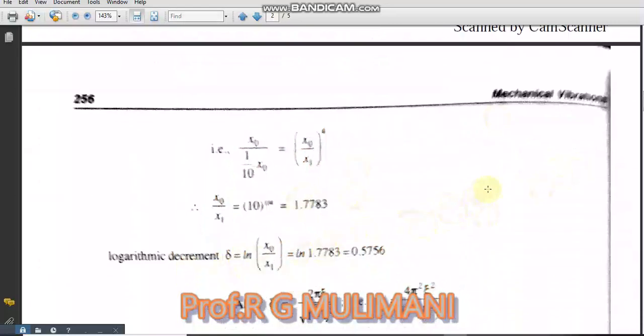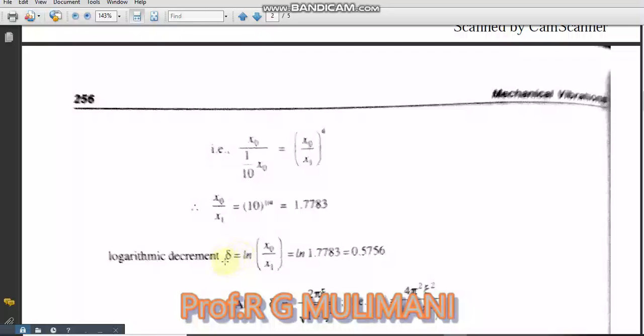After 4 oscillations, the original amplitude x naught becomes xn, which is 0.1, or 1/10, of the original amplitude. So this x naught gets cancelled. What we have is delta. By using delta equal to 1 by n ln x naught by xn, delta can be calculated. Delta is the logarithmic decrement.